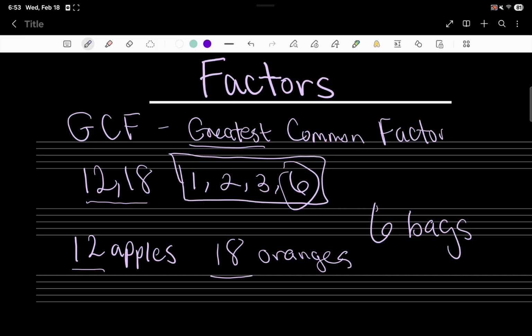Before I leave, how about this? Let's see. What is the greatest common factor of 24 and 56? Take a stab at that in the comments below and let me know.